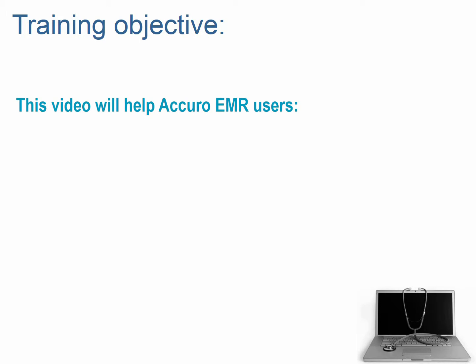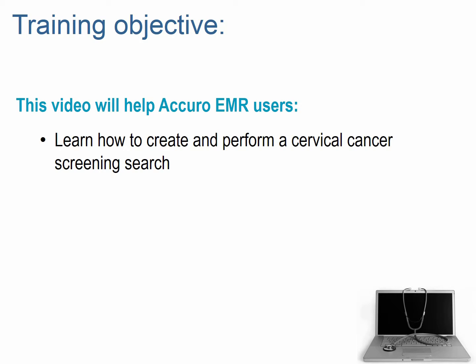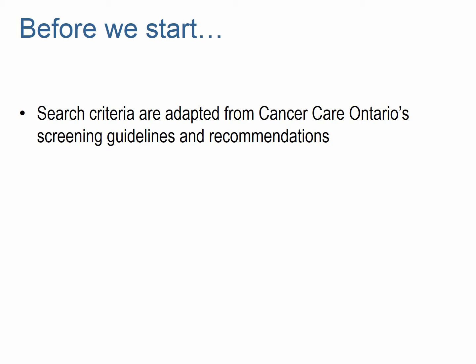The objective of this training video is to help Accuro EMR users learn the basic steps for creating and performing a cancer screening search. Before we begin with the demonstration, I'd just like to mention that the search we will be creating is an illustrative example of a cancer screening search that you may wish to use in your practice. The criteria is adapted from Cancer Care Ontario's screening guidelines and recommendations.